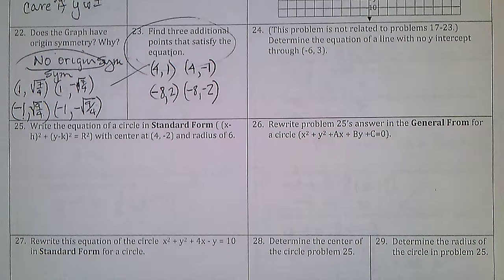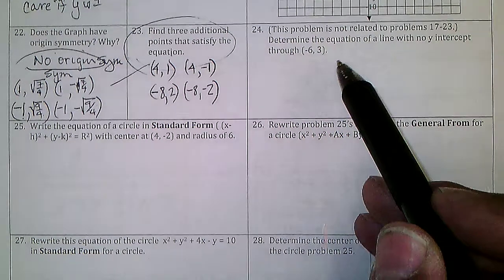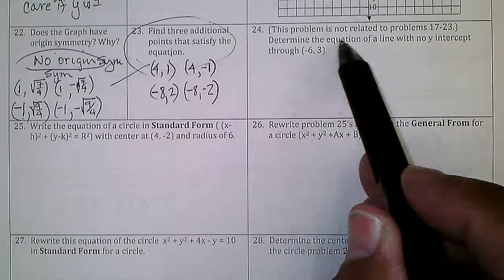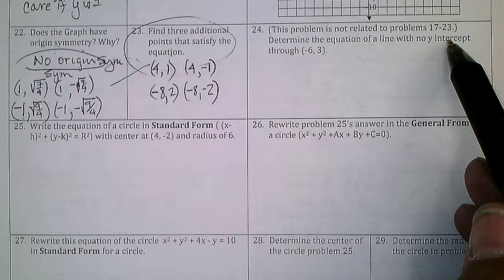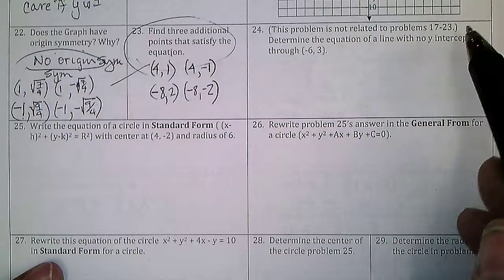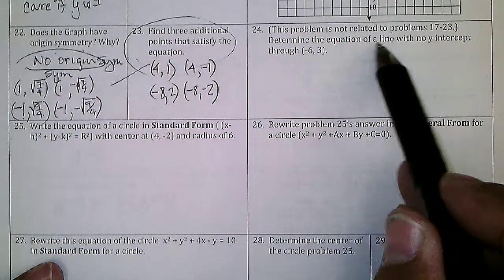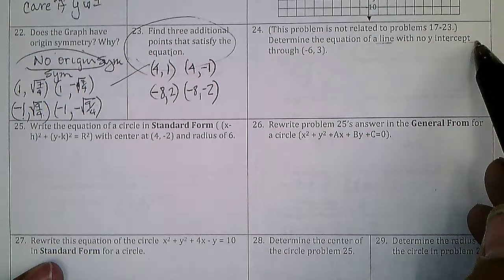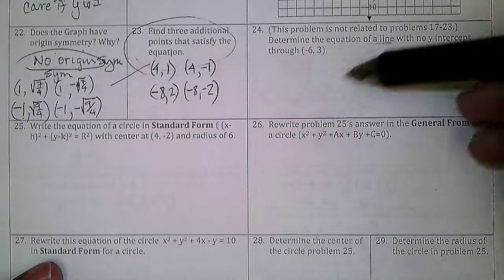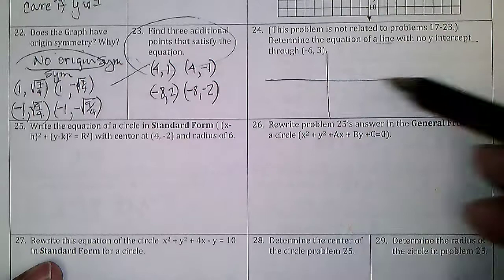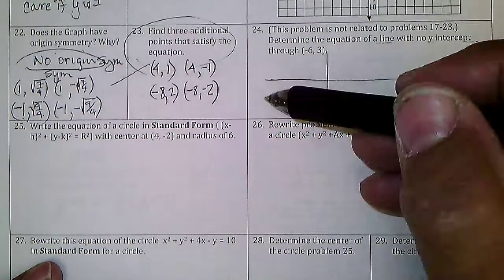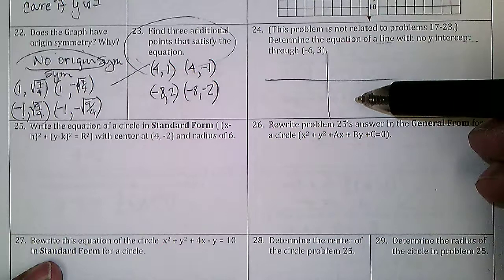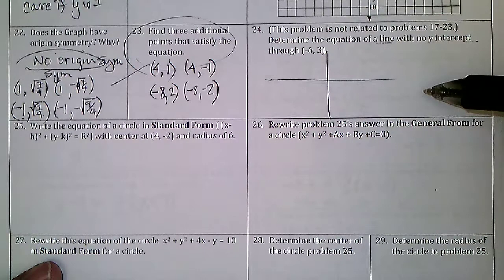Now 24. It says that we got to determine an equation of a line with no y-intercept. That means a line that does not touch the y-axis. Well, if a line is not going to hit the y-axis, then it can't slope at all. It can't go straight across.